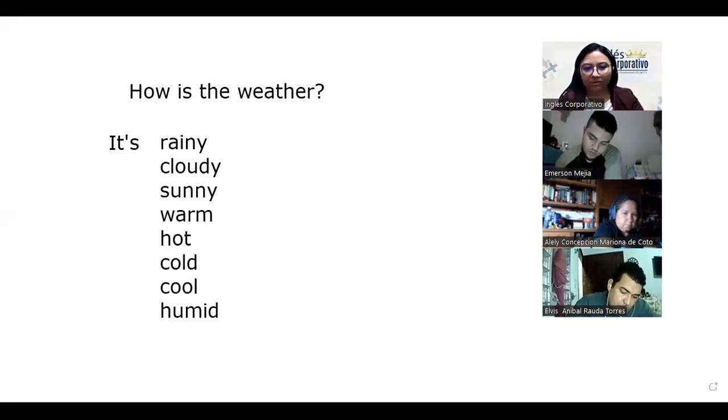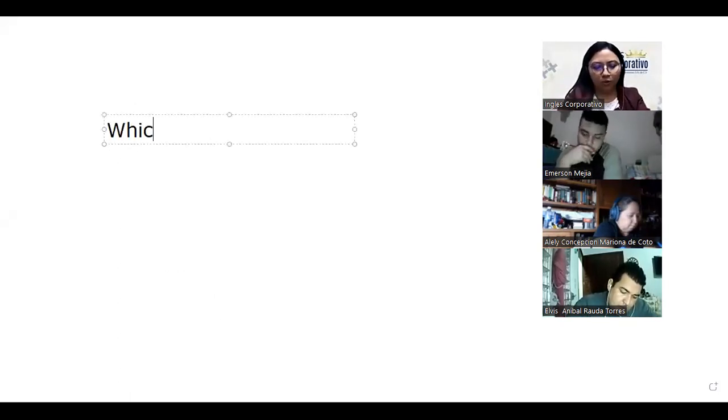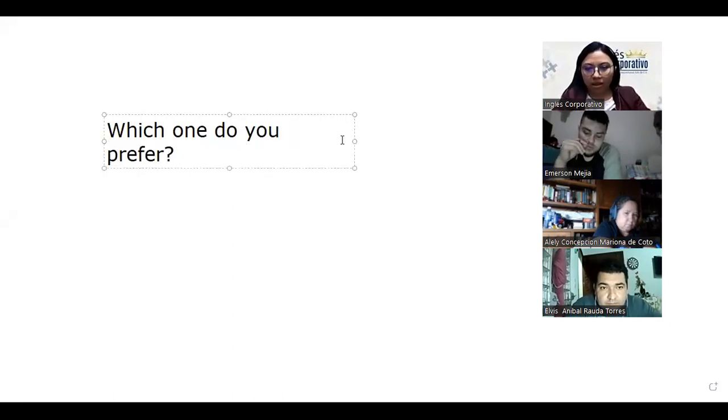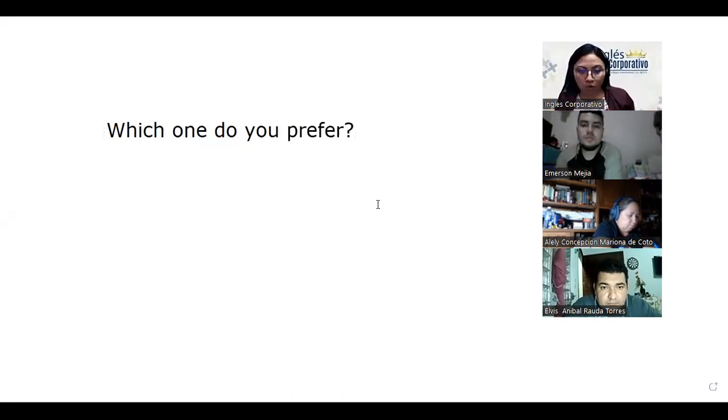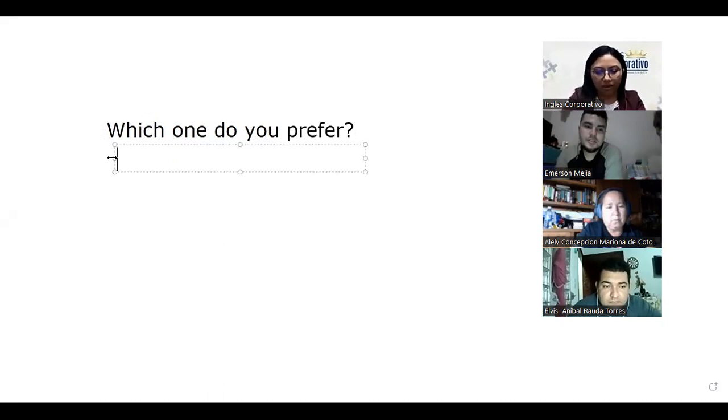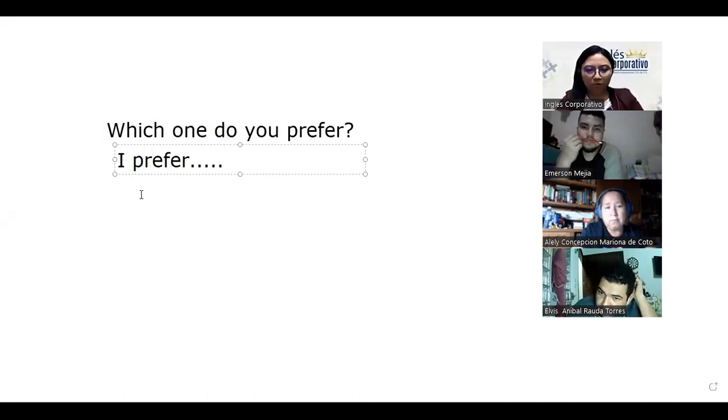Which one do you prefer? Empecemos con la primera expresión. Which one do you prefer? Y les pregunto, let me see, class, which one do you prefer? Winter or summer? I prefer summer. Okay. Deme respuesta completa, por favor. I prefer winter.